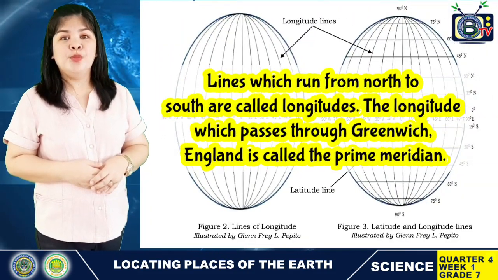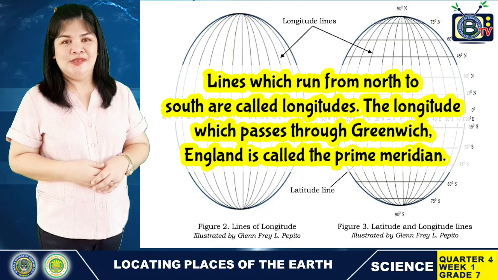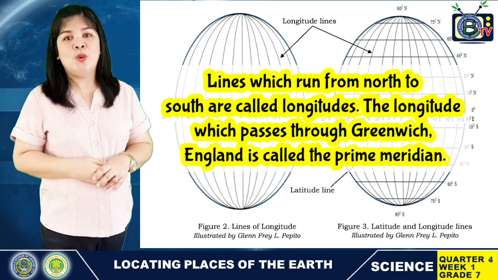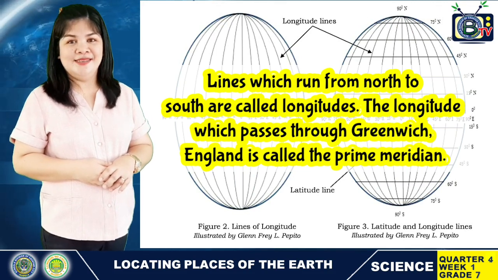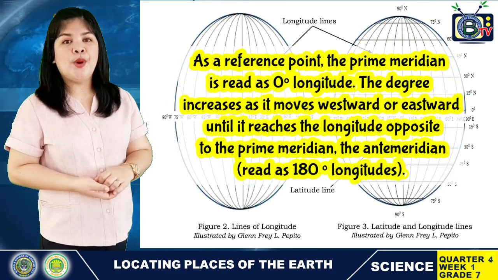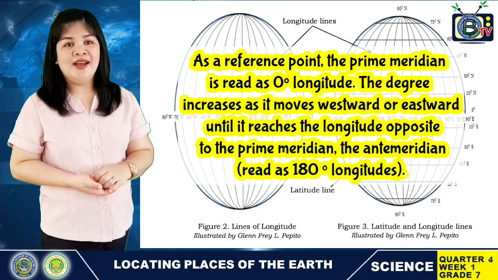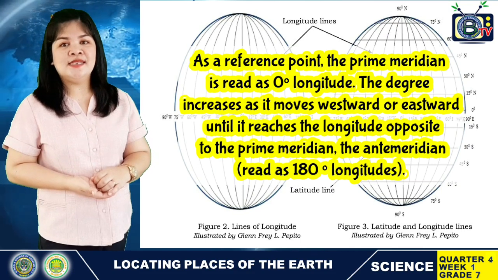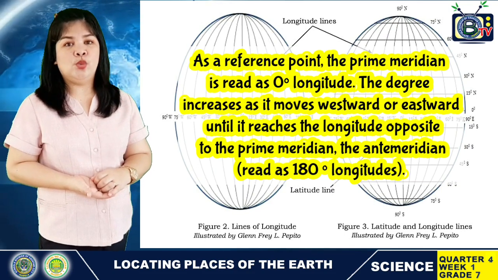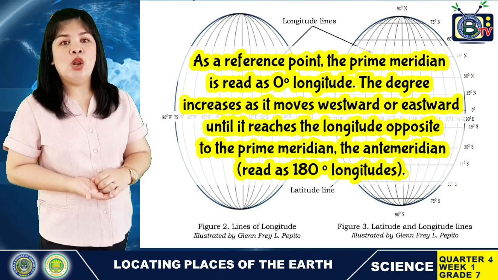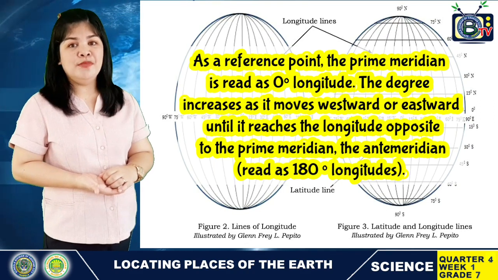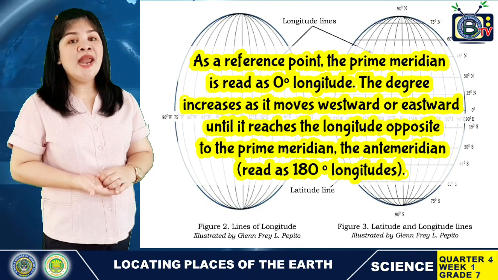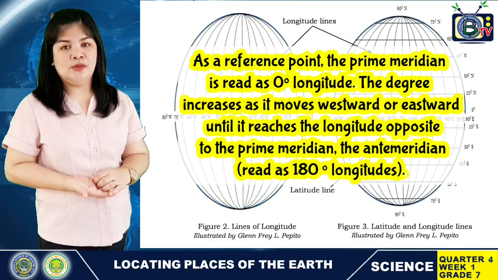Lines which run from north to south are called longitudes. The longitude which passes through Greenwich, England is called the prime meridian. As a reference point, the prime meridian is read as 0-degree longitude. The degree increases as it moves westward or eastward until it reaches the longitude opposite to the prime meridian, the anti-meridian, read as 180 degrees longitude.